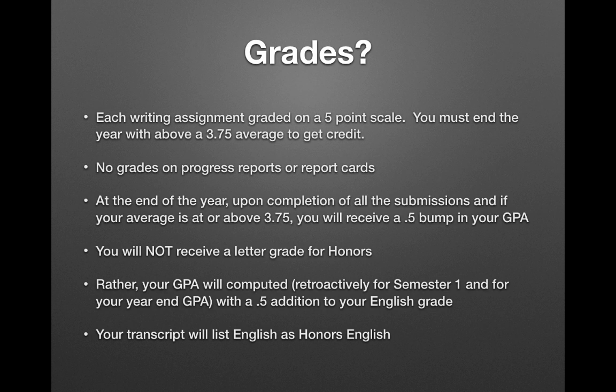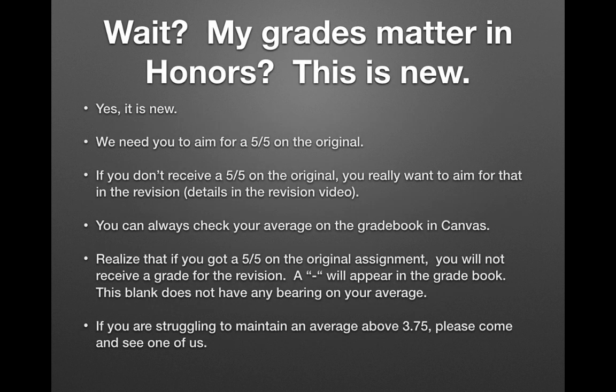Note that no grades will be on your progress reports or your report cards for English Honors. At the end of the year, on completion of all submissions, and if your average is at or above a 3.75, you will receive a 0.5 bump in your GPA, and your transcript will read that you completed either English 2 or English 3 honors, and that 0.5 bump will be calculated in your GPA. You do not receive a letter grade. Again, it is pass-fail. Just keep that in mind. And to pass, it's above that 3.75.